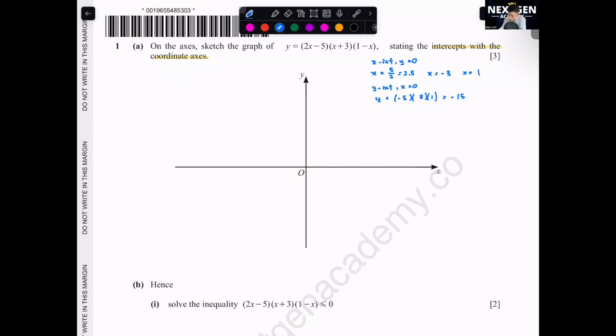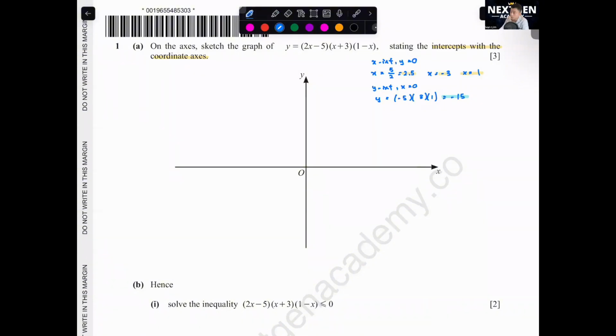Now you've got these 3 points. Do I put it in fraction or decimal? Doesn't matter, but normally for points you put it in decimal, easier for you to read, if it's a nice terminating decimal. If it's a recurring decimal or irrational, then you just leave it in terms of fraction. But make sure you know the value. This one, y equals negative 15.